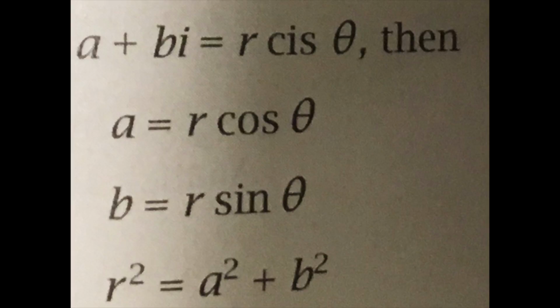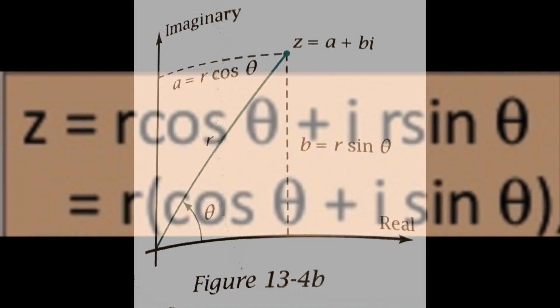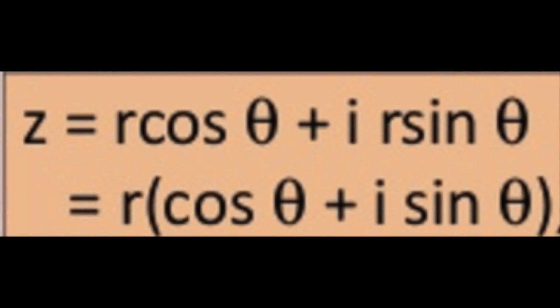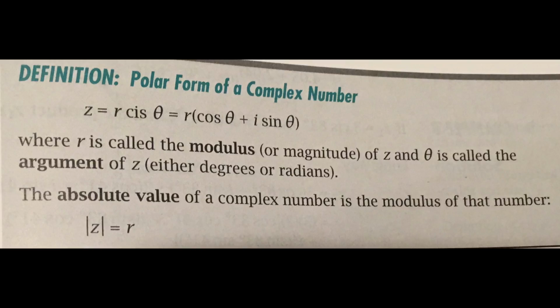Because the a and the b in the complex number represent, in the graphing that we do, the x and y coordinates. So if you're going to change them into polar form, this is how you do it. This is what it looks like. And this book takes cosine theta plus i sine theta and shrinks it so that you have less writing to do. r cis theta means r times the quantity cosine theta plus i sine theta. r is called the modulus, theta is called the argument.